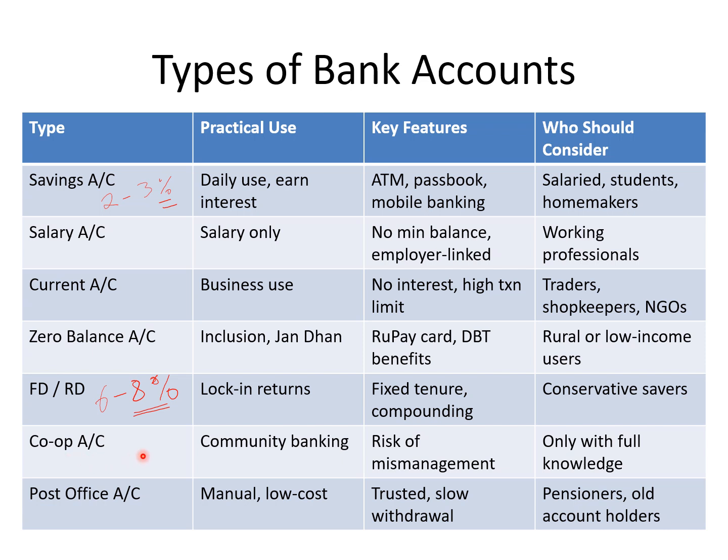Now, cooperative account. This is the account with a cooperative bank. Here, risk of mismanagement exists. So, only with full knowledge have this account. Post office account is an account with the post office. This is a manual, low cost account. This is trusted due to government backing, but slow procedures as mostly manual records exist. These are suitable for pensioners and old age account holders as they are available rurally.